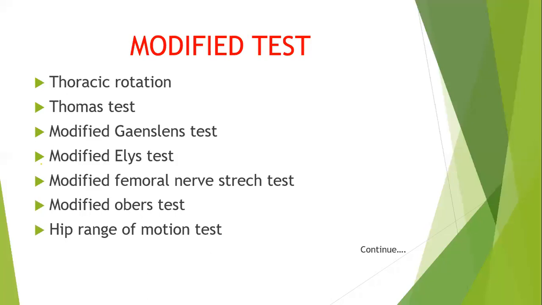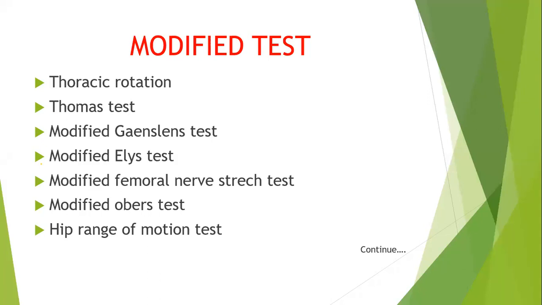Then the modified Gaenslen's test. Same position as we have attained in the Thomas test. In this, what you have to do? You have to stand at the patient's side and push the knee down, in extension, so the hip will go into extension. When you bring the hip into extension, if there is pain at the sacroiliac joint on the same side, it shows sacroiliac joint dysfunction.